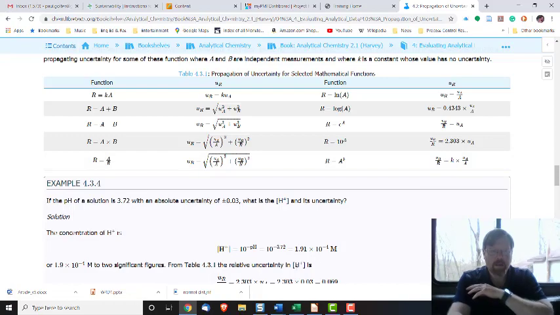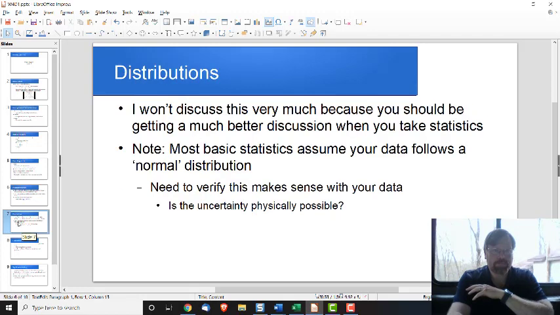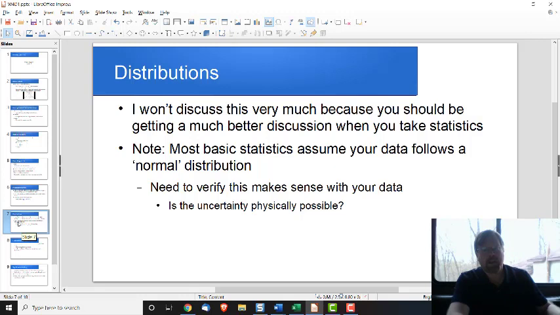Okay, go back to this. The book just spends some time discussing distributions, various distributions. That is something I'm not going to spend a lot of time talking about in this class. You should get a much better discussion in your statistics course. The one thing I will note is a lot of the basic to moderate statistics assume your data follows a normal distribution. So one of the things you need to do is try to verify if that makes sense.